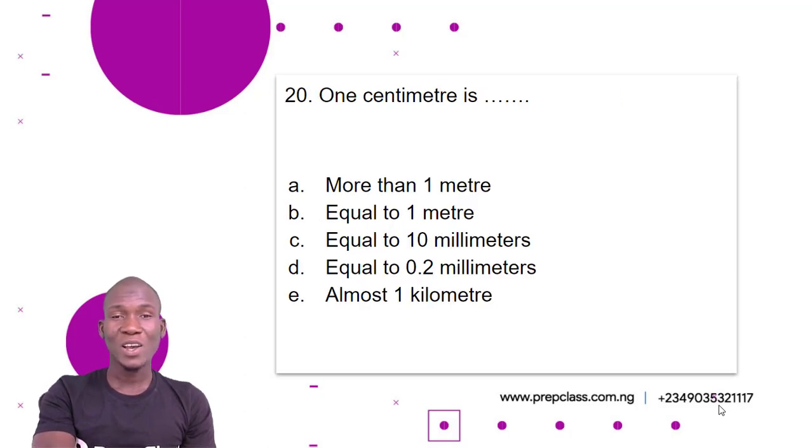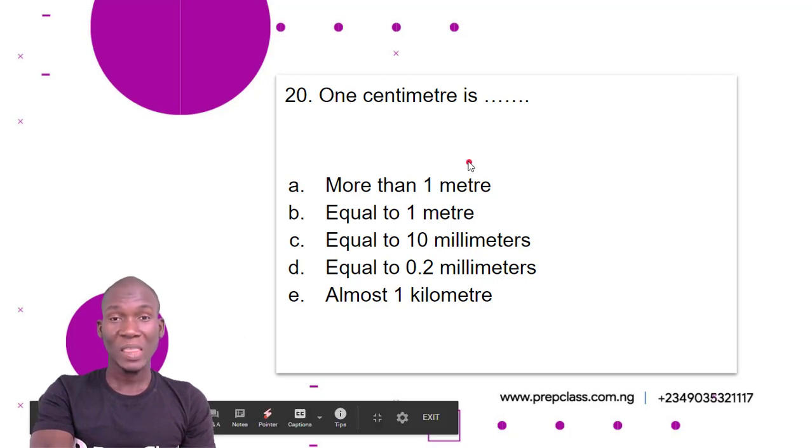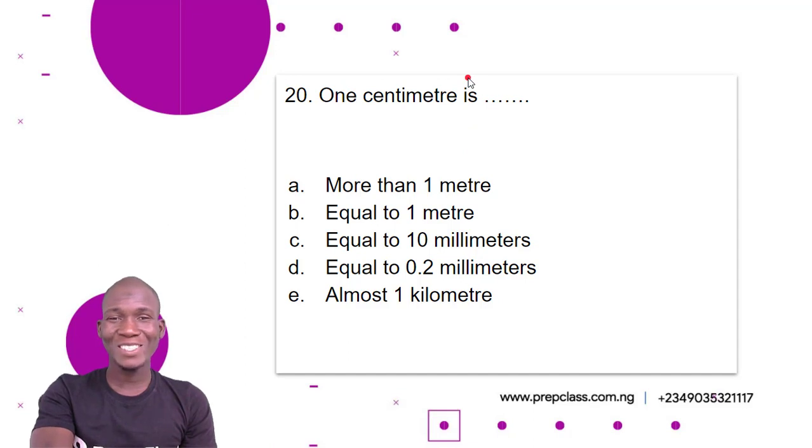Question number 20. 1 centimeter is dash. A, more than 1 meter. B, equal to 1 meter. C, equal to 10 millimeters. D, equals to 0.2 millimeters. E, almost 1 kilometer. This question is actually very simple.